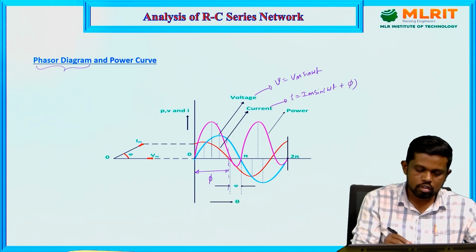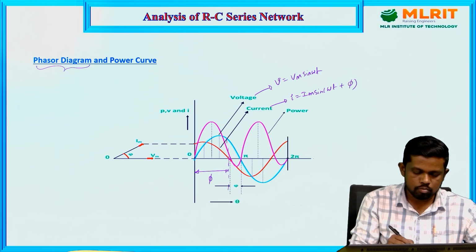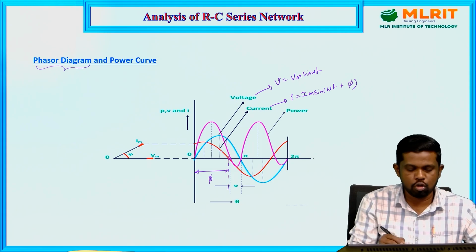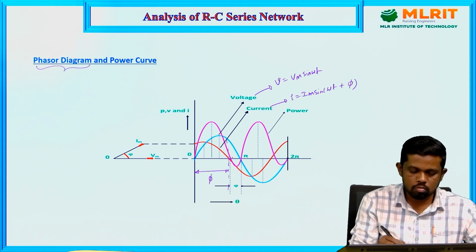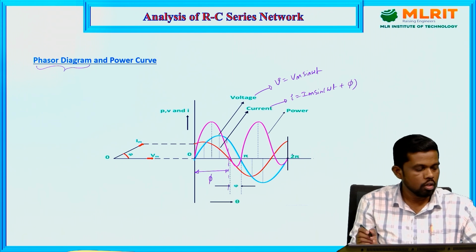Then this is the instantaneous power. It is the combination of both voltage and current, because it's active power only. So this is the instantaneous power taken by the RC series circuit.